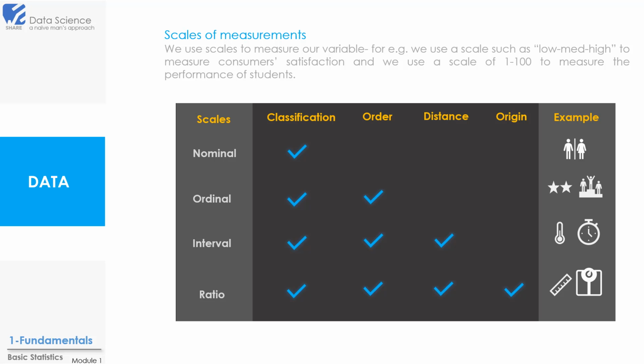Lastly, we have ratio data, which has all the characteristics of interval data, but it also has a natural zero, which means it also has an origin, such as height, weight, etc. So this was in brief the scales of measurements.